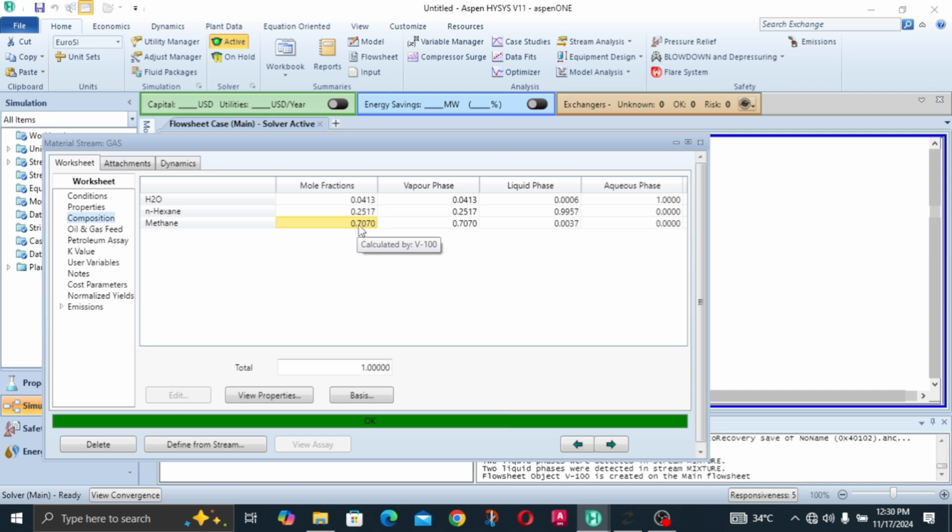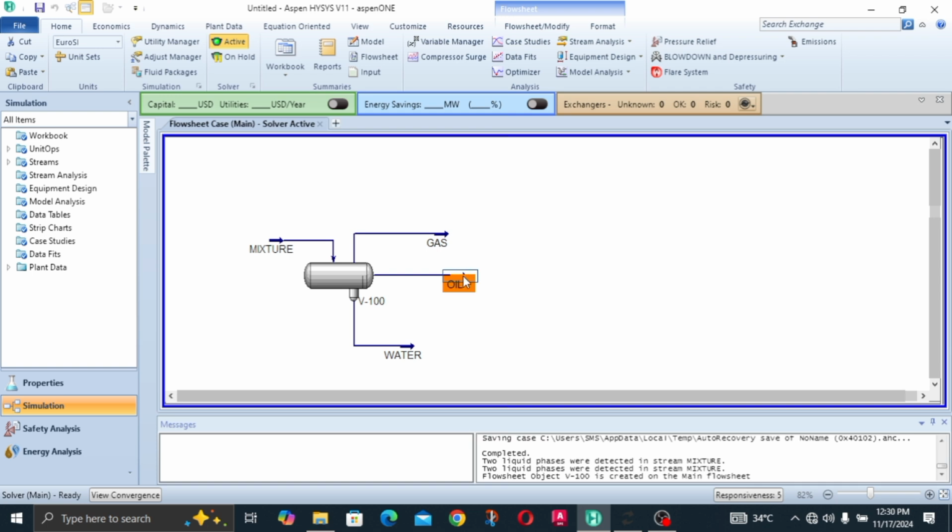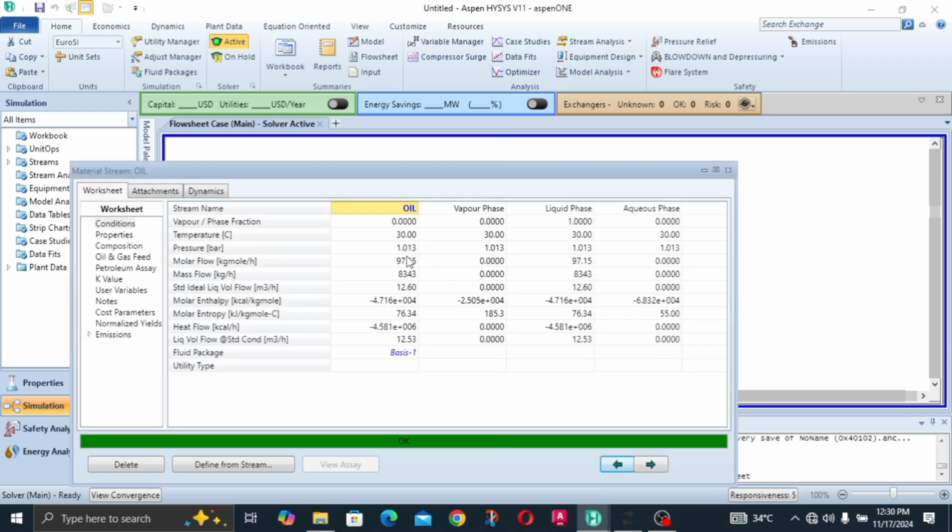25.17% hexane, and then we have 4% H2O. Is that 4%? Yes, that's 4% H2O. So you can see we predominantly have methane because that's more of the gas, a little bit of the hexane is in the gas form, and a very little bit of the H2O is in the gas phase. So for the oil, which is our light liquid, we also have a flow rate there.